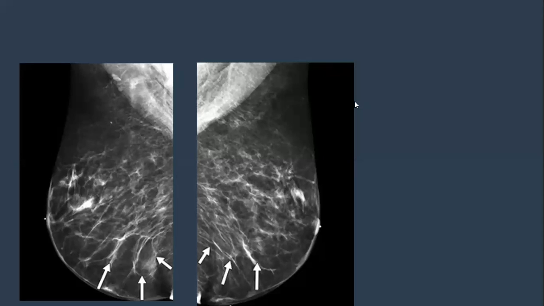Assalamu alaikum. Walaikum assalam. These arrows may point to thickened ligaments of Cooper. Also, I can see bilateral skin thickening and some areas of focal asymmetry at both breasts also. At the right axilla, there may be benign-looking lymph nodes, oval in shape.